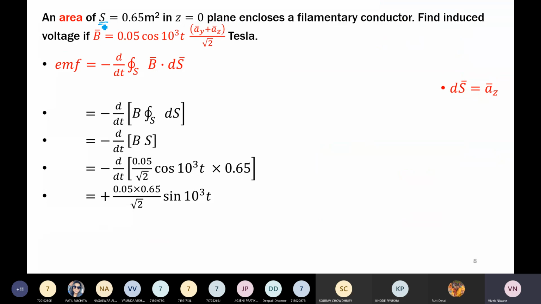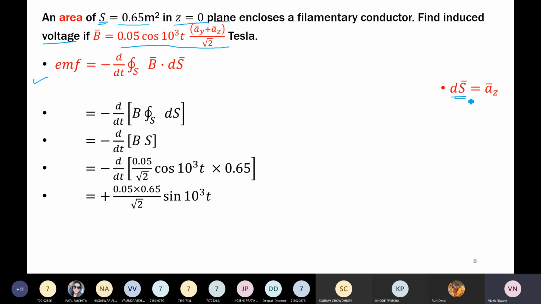An area, here the area is given to you, in z equals 0 plane, meaning once again it is in the XY plane and it will have az as a normal component or perpendicular component, encloses a filamentary conductor. Find the induced voltage, that is EMF, if B bar is given with a certain expression. Let the expression be anything. What we need to do is the dot product. So EMF has this relation: minus d by dt, closed surface integration of B bar dot ds bar. So we can say that, okay, fine.